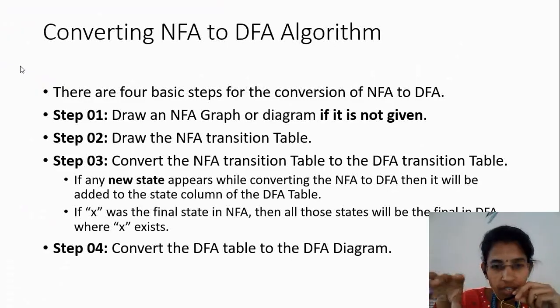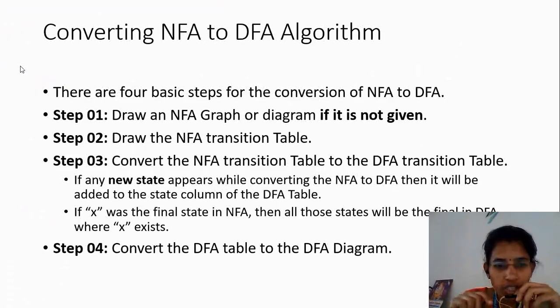The third step is very important. To convert the NFA transition table into a DFA, during this work we combine the existing states. That is known as a new state. So new states appear when converting an NFA into a DFA. For example, you already have the starting state Q0 and the state Q1 available. When you combine these two states, we get a new one. That is known as a new state.